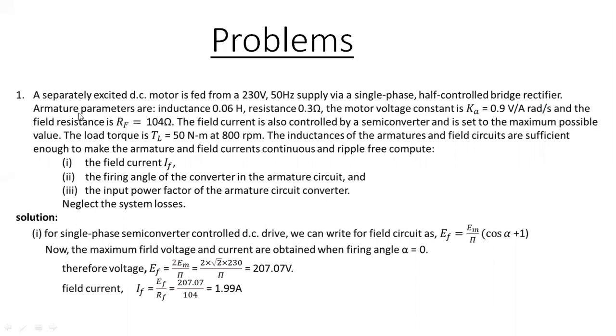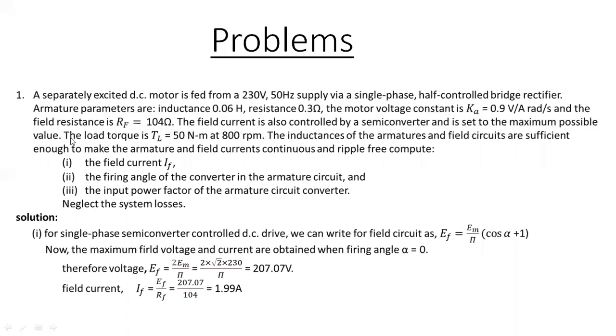And the field resistance is 104 ohms. The field current is also controlled by a semi-converter. See here, the field circuit is also controlled by another semi-converter and is set to the maximum possible value. Maximum possible value means when we get the maximum output. So the maximum possible value can be attained when alpha is 0.